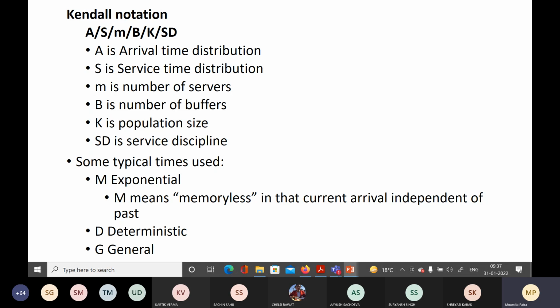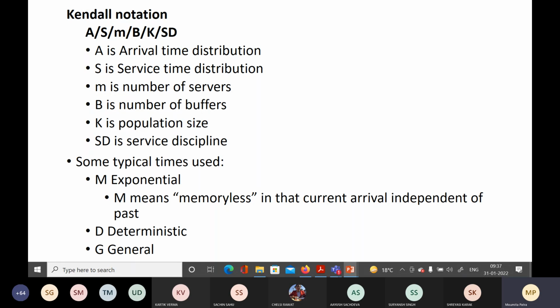Then K will determine the population size. We have already seen that population size is in general assumed to be infinite. And then finally the service discipline. In general, the service discipline is considered to be FCFS. It can be anything else also, and with that the analysis will change.